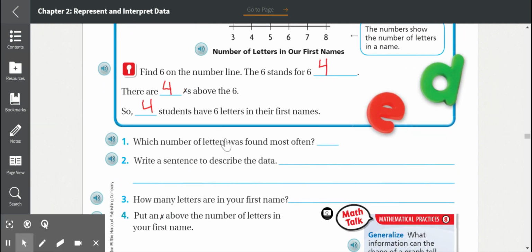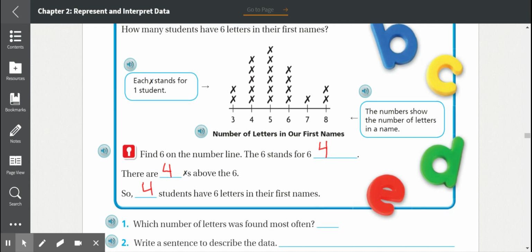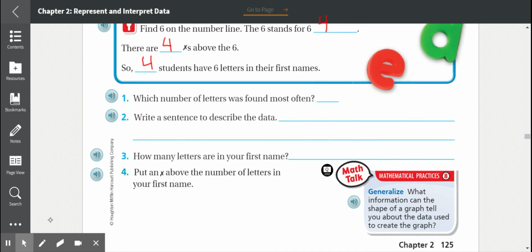Which number of letters was found most often? So we're looking here, who has the most X's? 5 does. There's 1, 2, 3, 4, 5, 6. So most of the students have 5 letters in their first name.